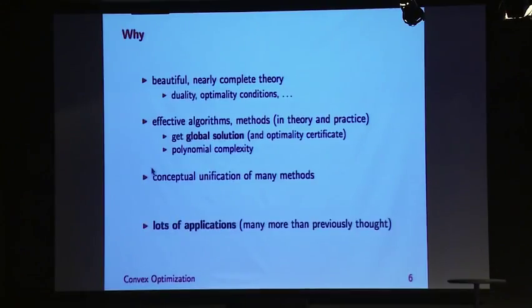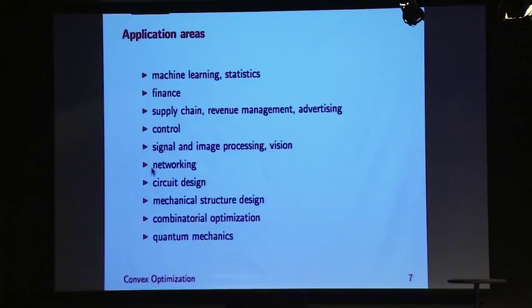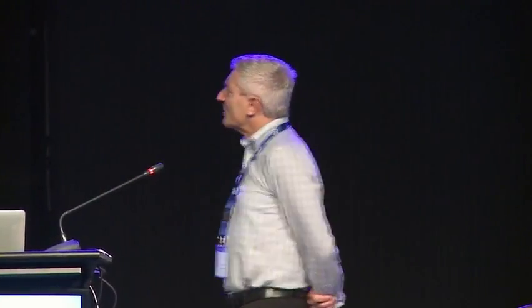But the main thing is this. There's just tons of applications, right? So this is the part that I find kind of compelling. The application areas are areas like machine learning and statistics, which comes up all the time. Finance, tons of problems there. You could even argue that some of the most basic concepts in finance, like arbitrage-free, essentially come directly from convex optimization. Areas like supply chain, revenue management, advertising, control, lots of problems.